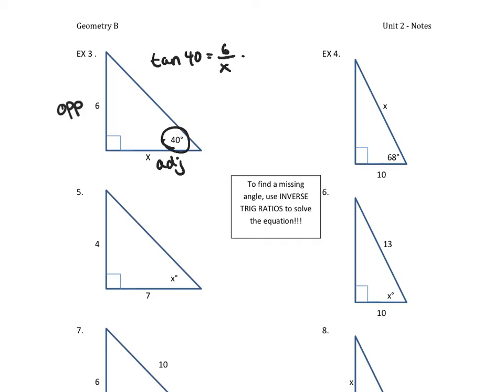We'll multiply both sides by the denominator, which is x. And then we'll divide by the tangent of 40, and we'll get that x equals 6/tan 40. This is what we're going to type into our calculator. We'll wait until the very end before we turn the tangent of 40 into a number. And once we type 6 divided by the tangent of 40 into the calculator, we get 7.15.